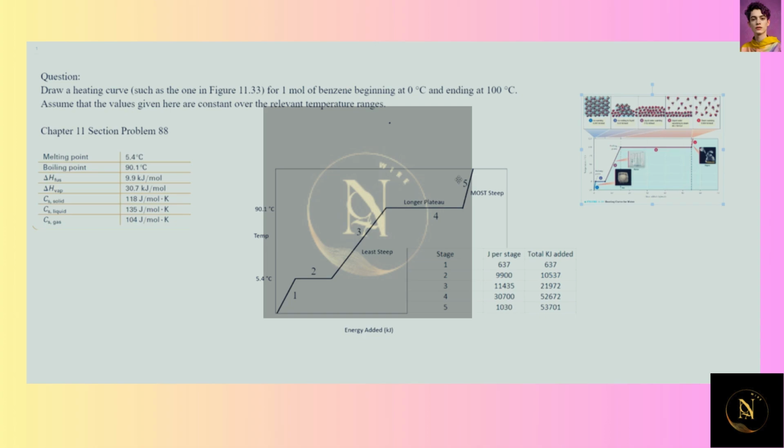Finally, in section 5, we have the steepest line here, because it takes the least amount of energy to raise it by a degree Celsius. And we can see these different calculations that we're also able to obtain simply by multiplying the specific heat by the temperature change, and also the heat of fusion and the heat of vaporization, because we're assuming 1 mole of each of these, or 1 mole of benzene. We'll just use those values directly.